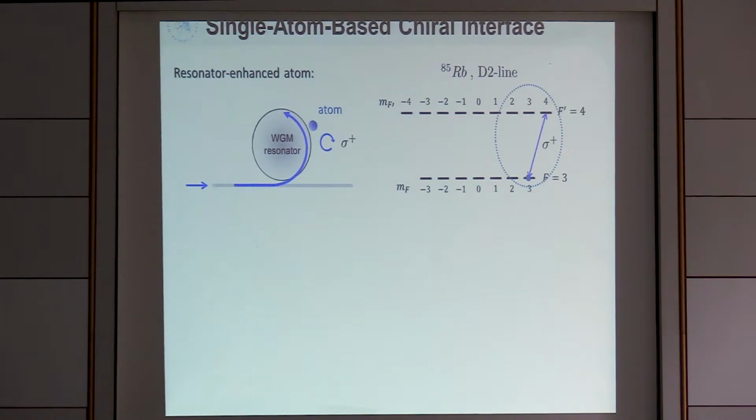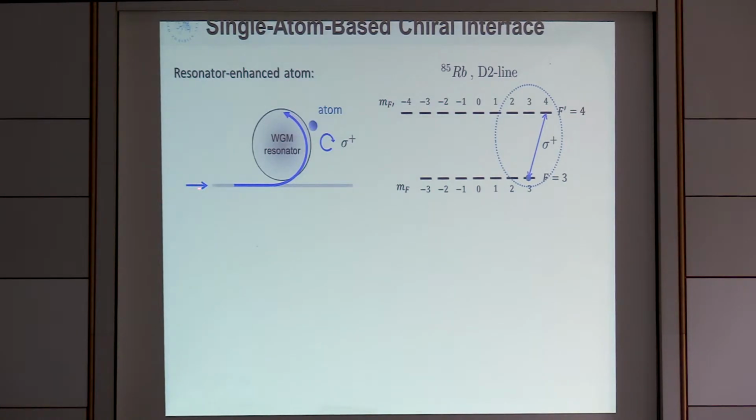So if we now send light from the left into the waveguide, it will circulate counterclockwise in our whispering gallery mode resonator, and due to spin momentum locking, this gives rise to sigma plus polarized light in the evanescent field of the resonator, and this drives this strong cycling transition in rubidium-85.